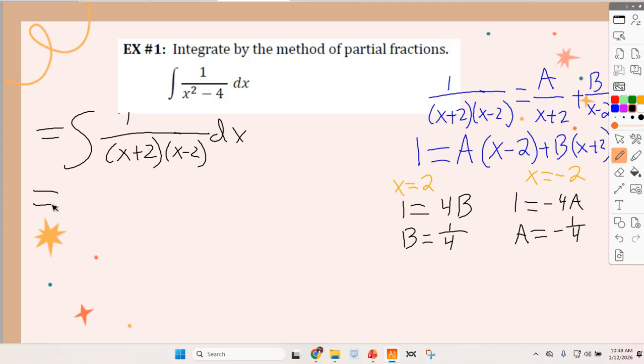So now that I know that this fraction can be broken apart using a 1/4 and a negative 1/4, with those, I can rewrite this. That's usually the most important step, is making sure that you don't do all of this work and then put the A and the B in the wrong places, right? Because that would suck to get it wrong for that reason. So my A is my negative 1/4 times 1 over x plus 2, plus 1/4 times 1 over x minus 2.